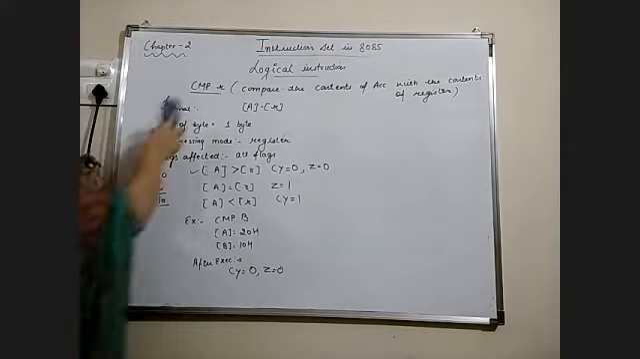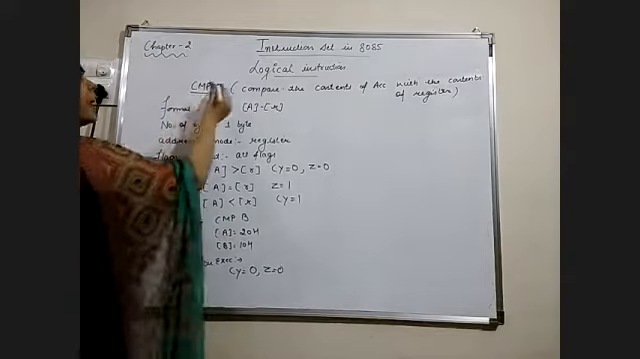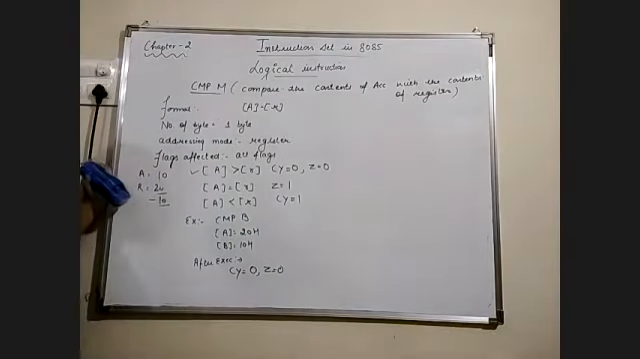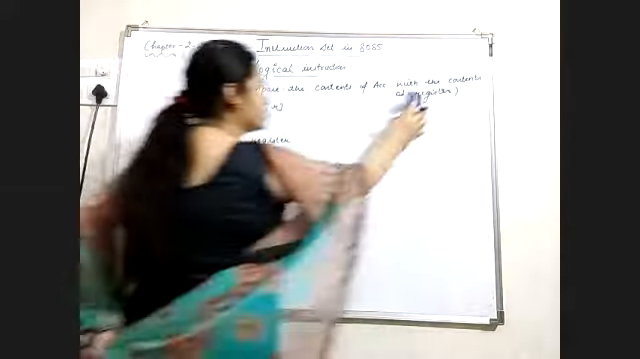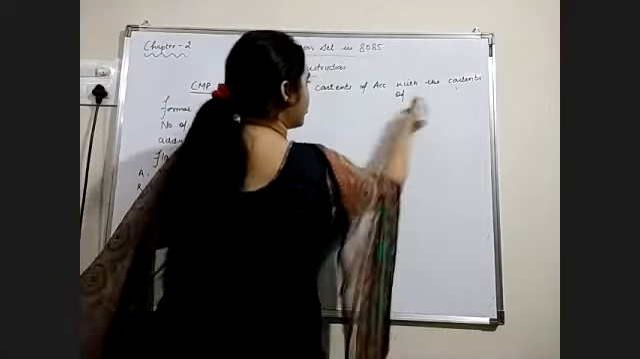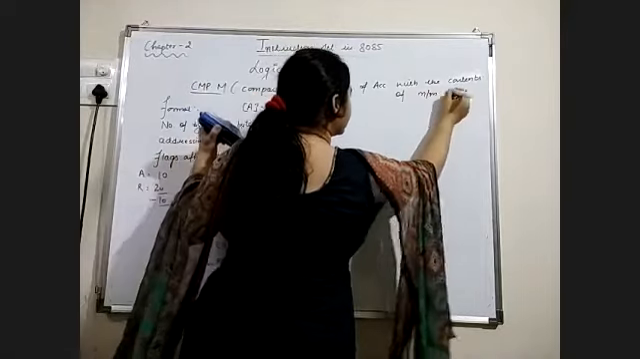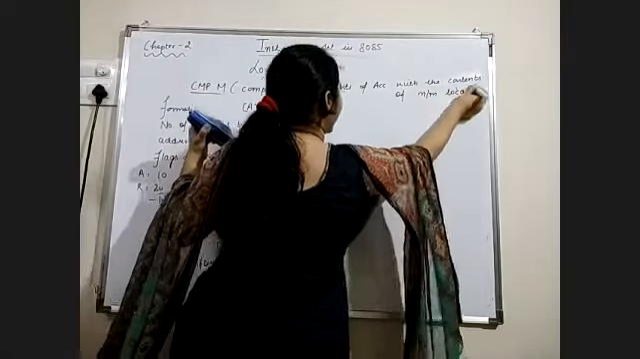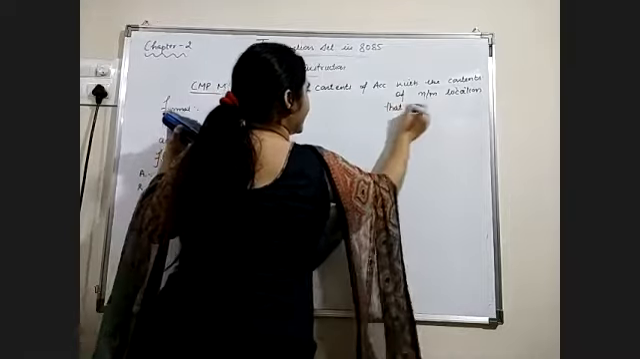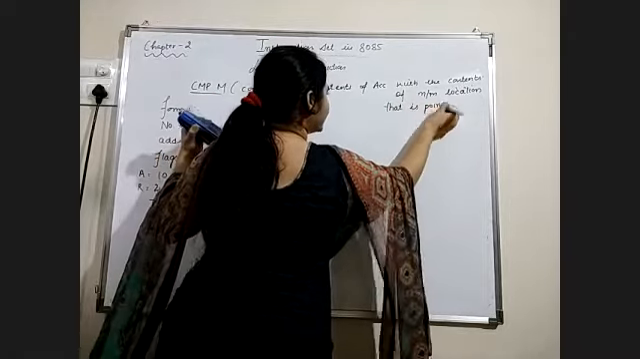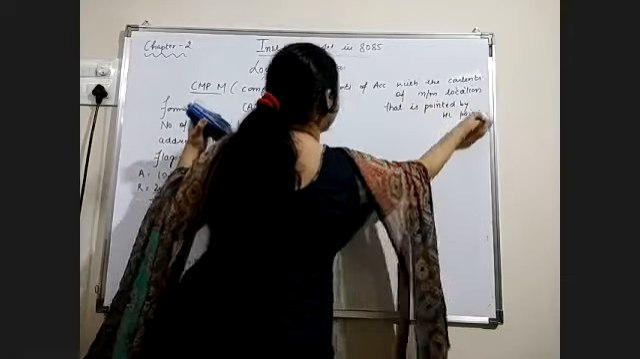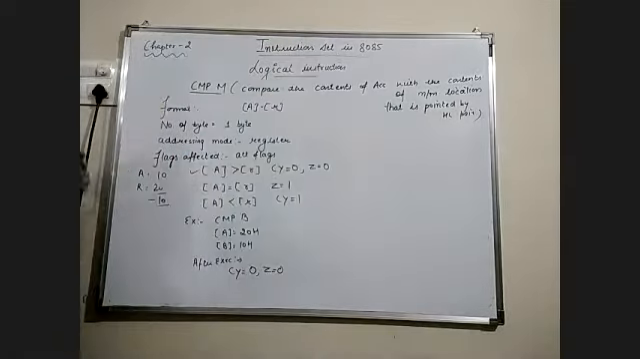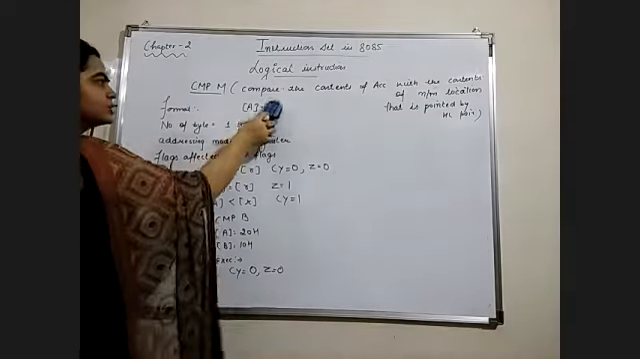Now, next we have an instruction that is CMPM. So, this instruction means compare the contents of the accumulator with the contents of the memory location that is pointed by HL pair. So that is the meaning of instruction CMPM. Okay. So again, the format of this instruction is here.